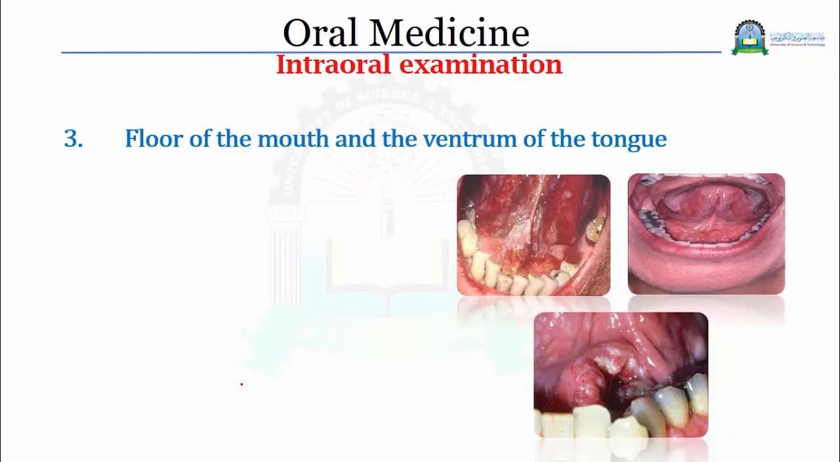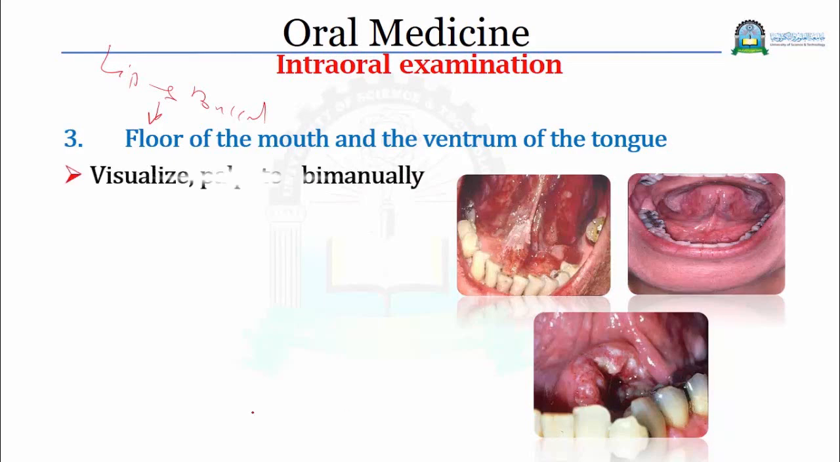Number 3 in the intraoral examination is the floor of the mouth examination. So we started with the lips, moving to the buccal mucosa, and moving to the floor of the mouth. The floor of the mouth and the ventral surface of the tongue should be assessed and evaluated.